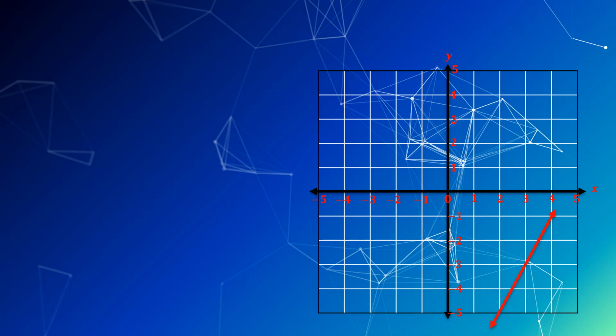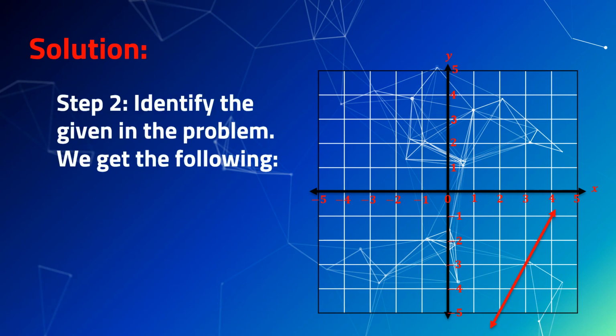Okay, after having that graph, we are going to identify the given in the problem. So we have the slope m is 2, then a point, x sub 1 is 2 and y sub 1 is equal to -5. So x sub 1 and y sub 1 is actually the coordinate of the point (2, -5), and we can represent it as x sub 1 and y sub 1.